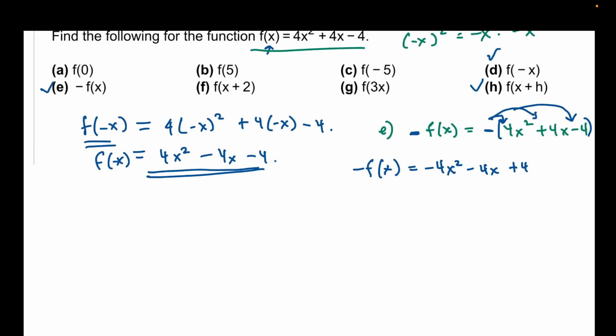Last one, H. The one that's really a little tedious. But again, the process does not change. No matter what you're doing, A through H, it doesn't change. You just keep it consistent. This is 4 times x plus h squared plus 4 times x plus h minus 4.